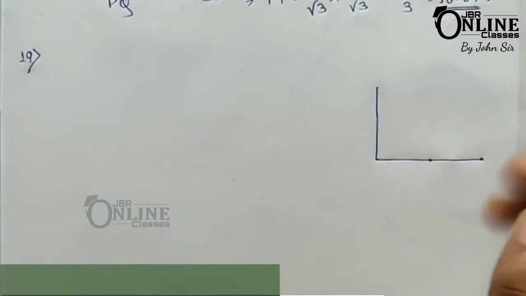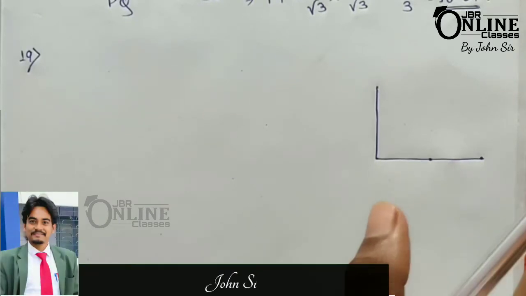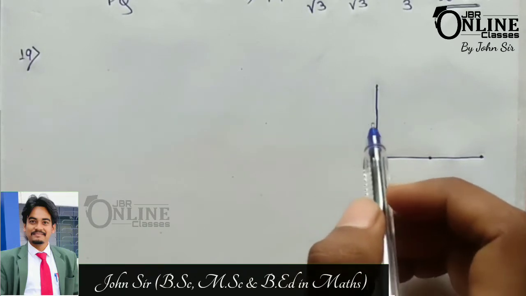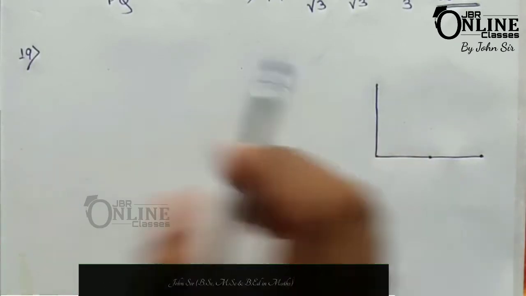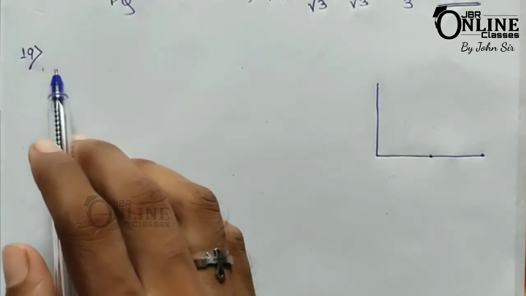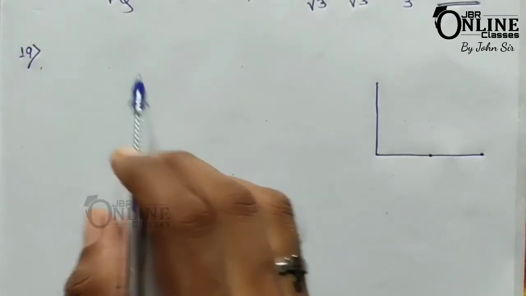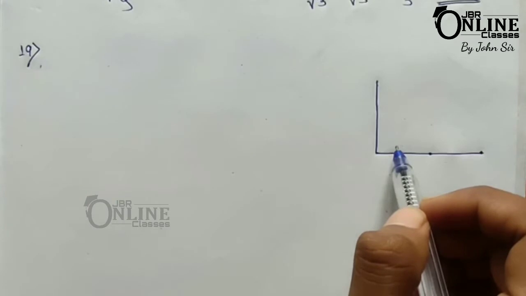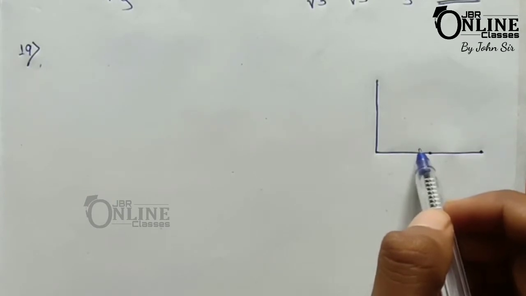Hello students. This is the part 3 video of exercise 20 from the book of M. L. Agarwal. Today I am going to start from sum number 19. In sum number 19, at a point on a level ground, the angle of elevation of a vertical tower is found to be such that its tangent is 5 by 12.